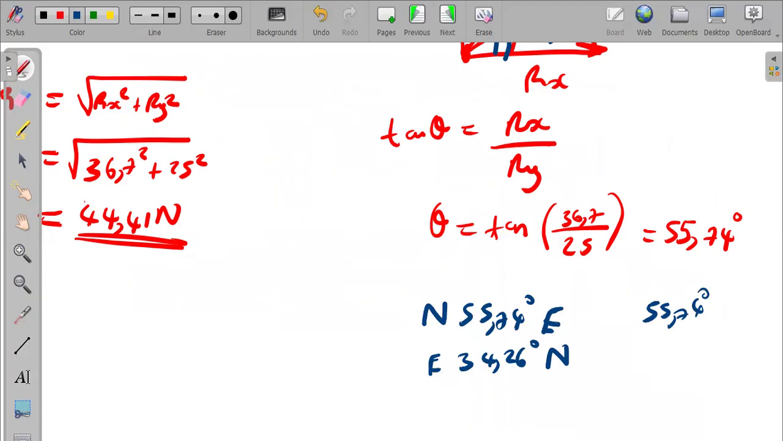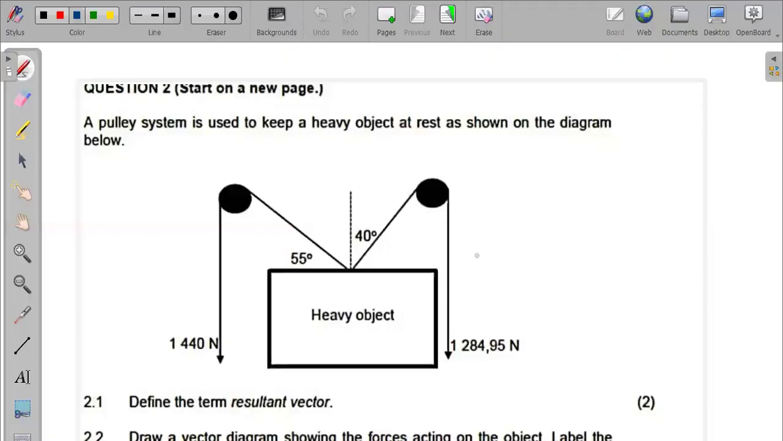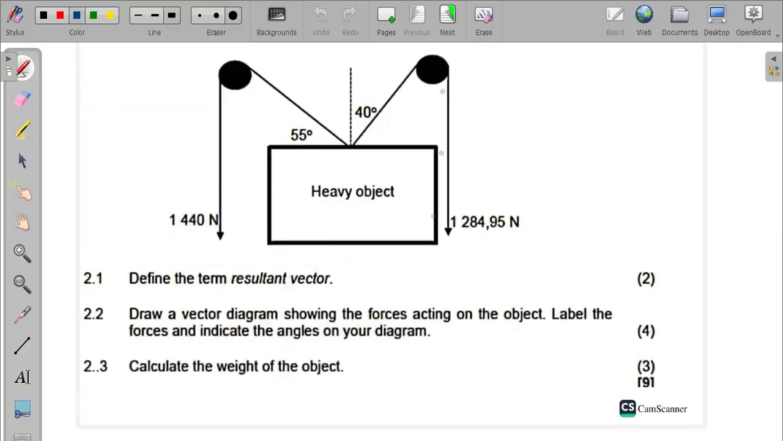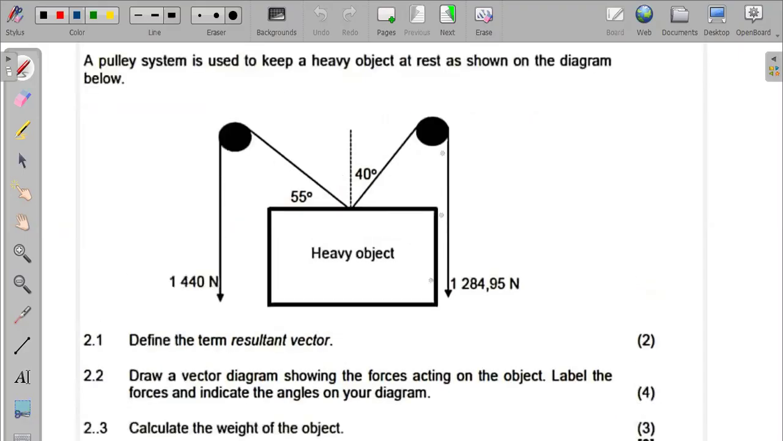Let's go to the other question. The next question is saying, a pulley system is used to keep a heavy object at rest as shown on the diagram below. So 2.1, it's saying, define the term resultant vector.